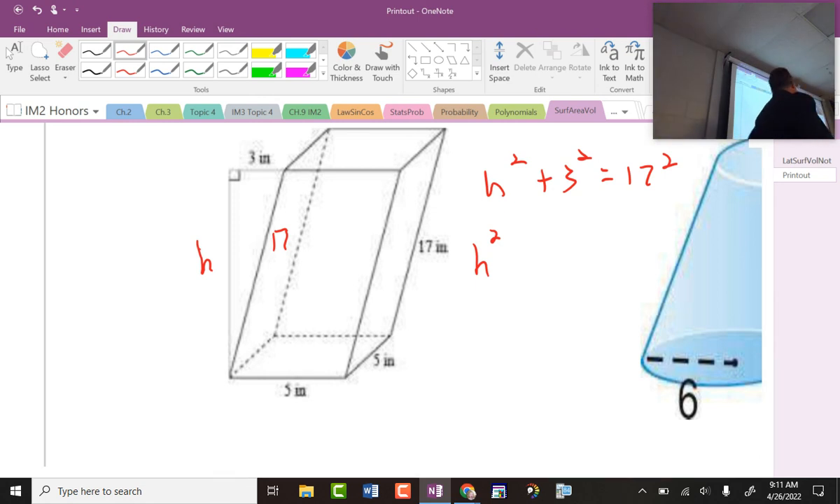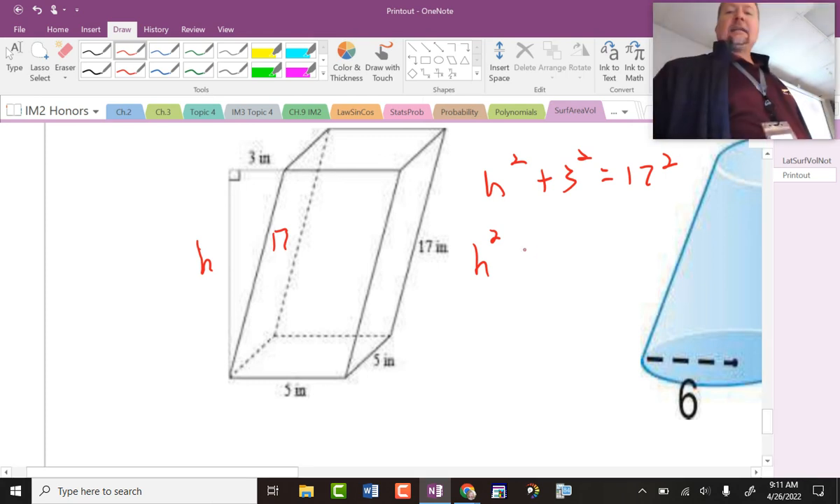17 squared, that's fine. 17 squared is actually from last hour. I guessed 259 first. Very bad guess. And then I found out it was 289. So 17 squared is 289. 3 squared is 9. Subtract, and you get 280.